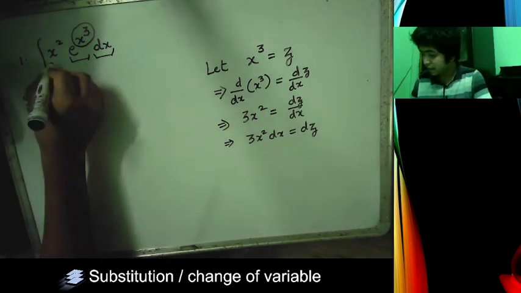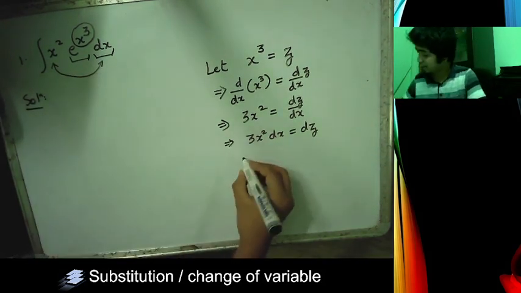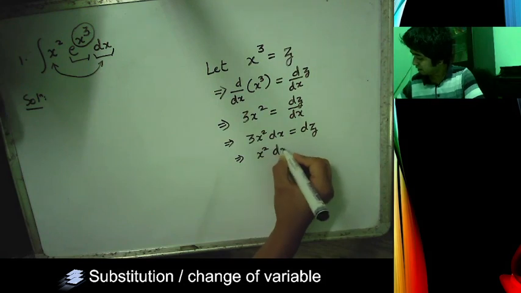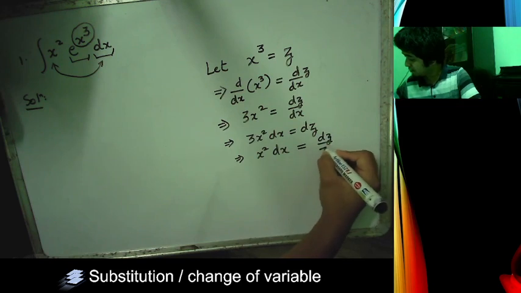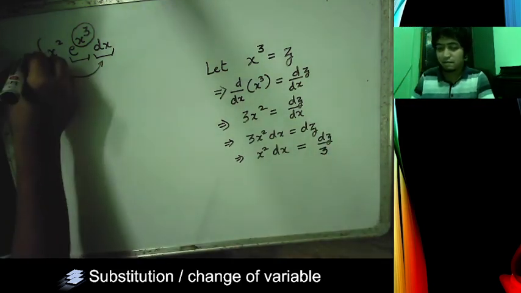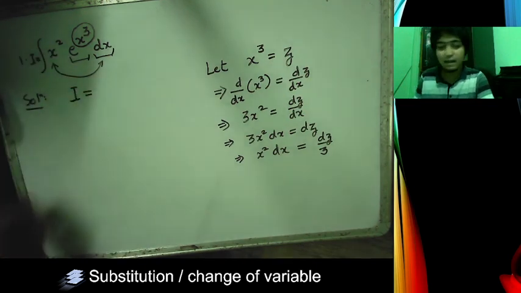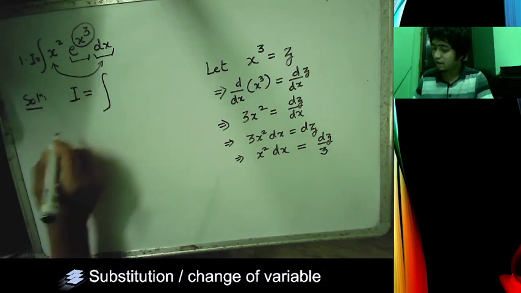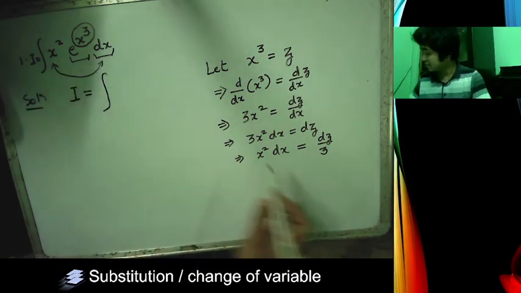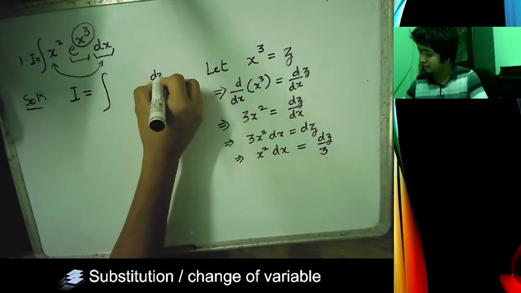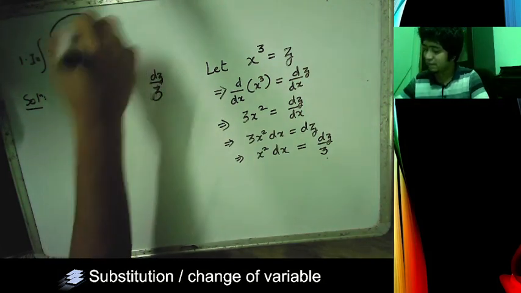Okay, but over here you notice that there is this term x squared dx also. So what I will do, I will write this one, x squared dx, divide the whole thing by 3. So you'll be getting dz by 3. So the solution, I will denote this one first by I, it will be equal to integral. Now you notice that x squared dx has been changed into dz by 3. I will write it to the end. Okay, dz by 3. So x squared dx has been used.